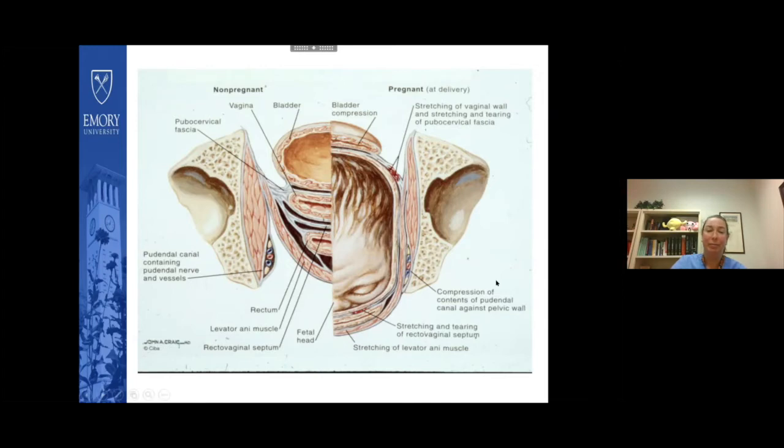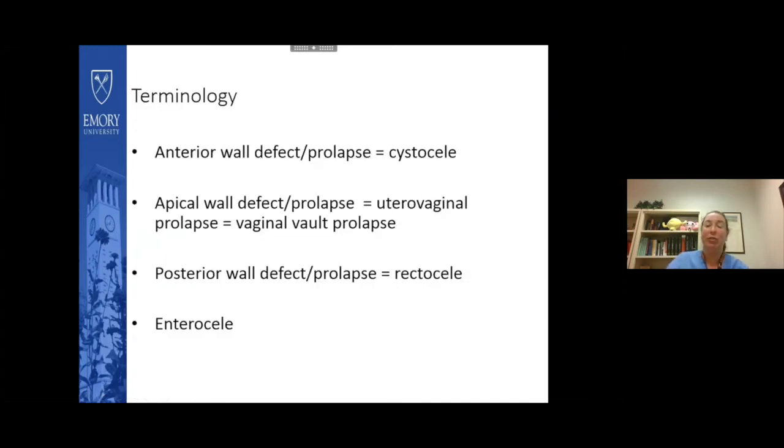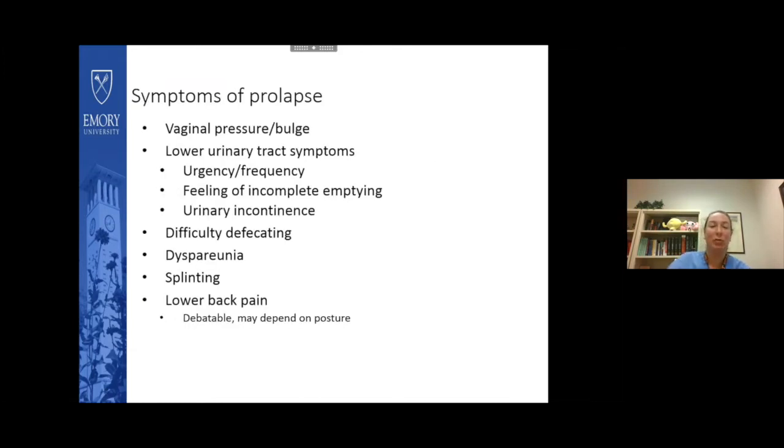All right, so terminology. They like to change the terminology every few years, but these are the ones you'll see most commonly. Anterior wall defect or prolapse is a cystocele. Apical wall prolapse or defect is either uterovaginal prolapse or vaginal vault prolapse. If you have a patient who has stage 4 prolapse and they also have a uterus, that will sometimes be referred to as uterine procidentia. Posterior wall defect or prolapse is a rectocele. Enterocele is sort of a hernia somewhere in the vaginal vault where there's some small bowel coming through, or other abdominal contents, but most likely it's your small bowel.